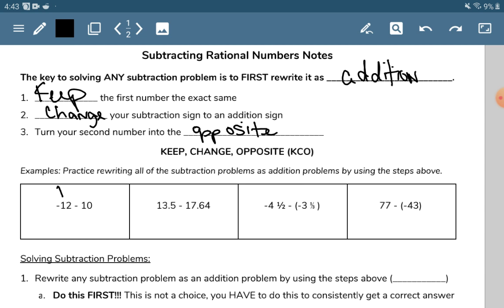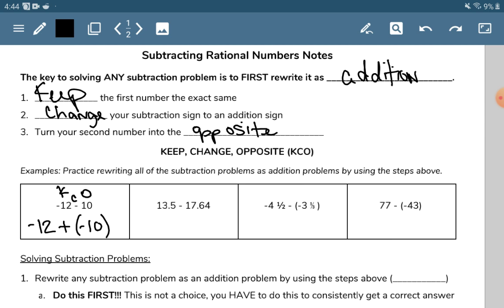We are going to keep the negative 12 exactly how it is. We are going to change our subtraction sign to an addition sign. And we are going to make that 10 the opposite. Since it is currently a positive 10, the opposite of that is a negative 10. Our new math problem to solve is negative 12 plus negative 10, which you are familiar with and can do based on the practice we did earlier this week.